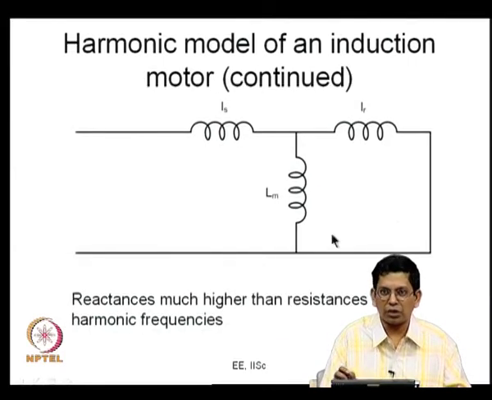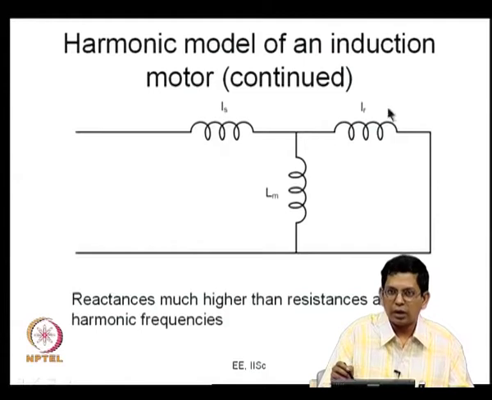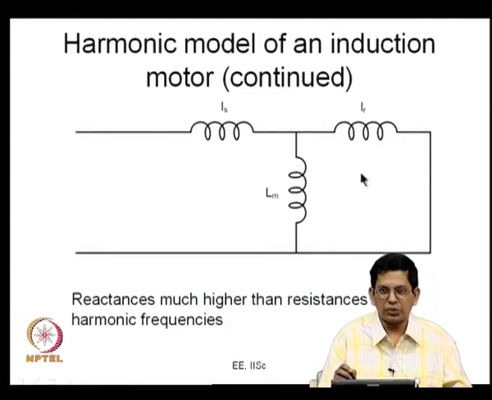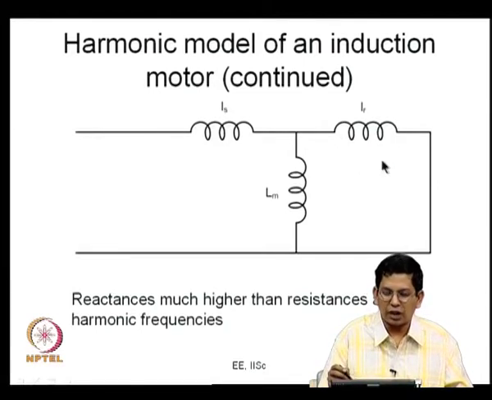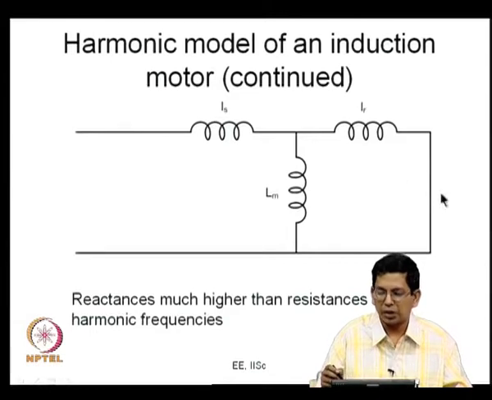The first, the rotor resistance is low, and therefore you can neglect that, and that too at high frequencies. The harmonic frequencies are high frequencies, so the reactance is much bigger than the rotor resistance. So you can neglect that, and once you do that, this is the kind of circuit that you are going to get.